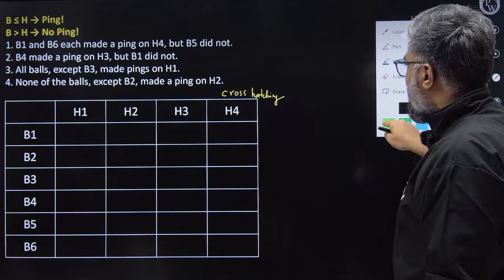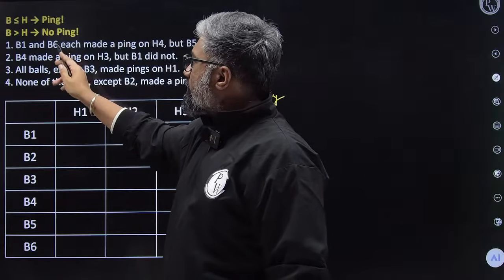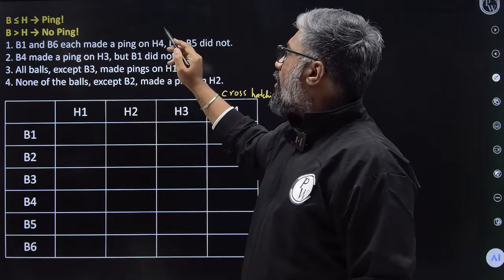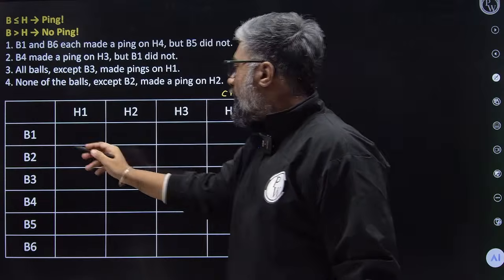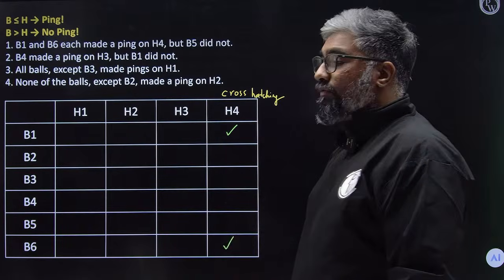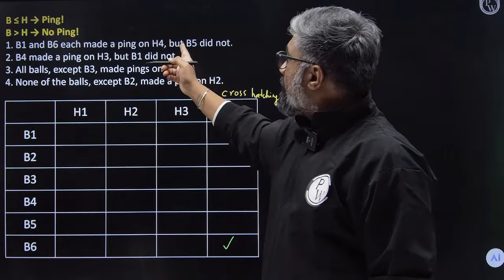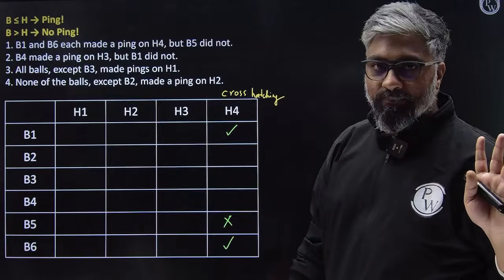Super. So let's see if we can place the conditions here, okay? B1 and B6 each made a ping on H4, but B5 did not. So B1, B6, H4 happened, but B5 at H4 did not happen. Yes.